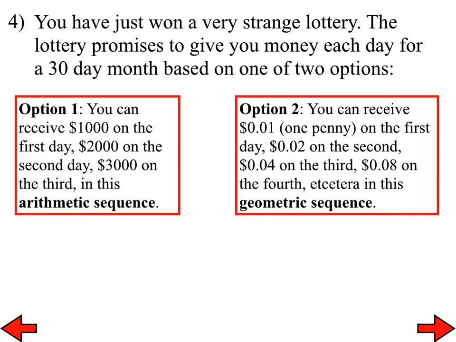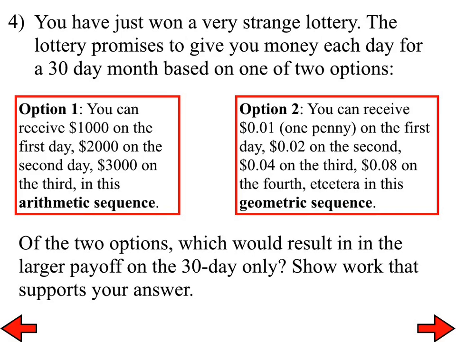I'm going to give you about 5 minutes to get both these tables filled out. So remember, of the 2 options, which would result in a larger payoff on the 30th day? That's basically what we're trying to figure out. And showing work means filling out the tables until it becomes obvious which one is going to give you more money on day number 30.